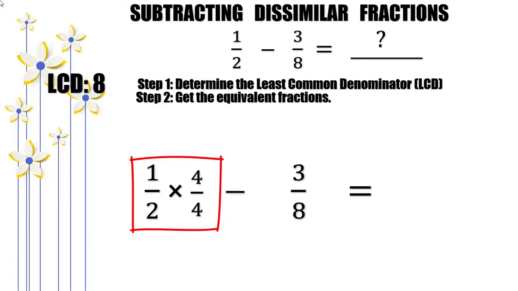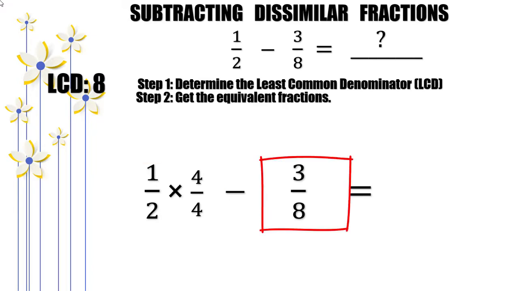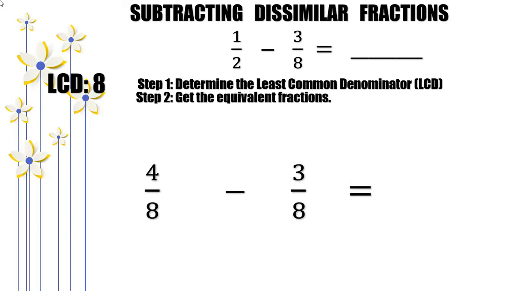Next, we look at the second fraction, 3/8. Since the denominator is equal to the least common denominator, we don't need to multiply anything to that fraction anymore. So we have 4/8 minus 3/8.